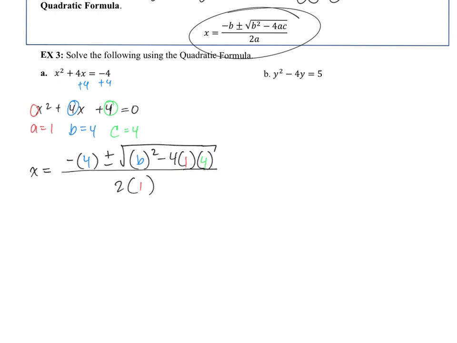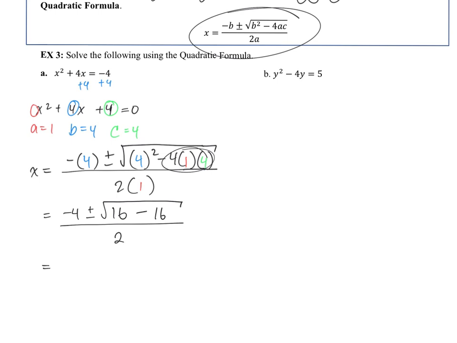Okay, so I've filled them all in. I'm careful to use parentheses because, well, that's not supposed to be a b, it's supposed to be a 4. So close. Sorry, that should have been a 4. Okay, so I've used my parentheses to make sure I don't lose any negative signs. And here we go, we can simplify. So we have negative 4 plus or minus the square root of 4 squared is going to be 16 minus 4 times 1 times 4 is also 16. Divided by, well, 2 times 1 is just 2.